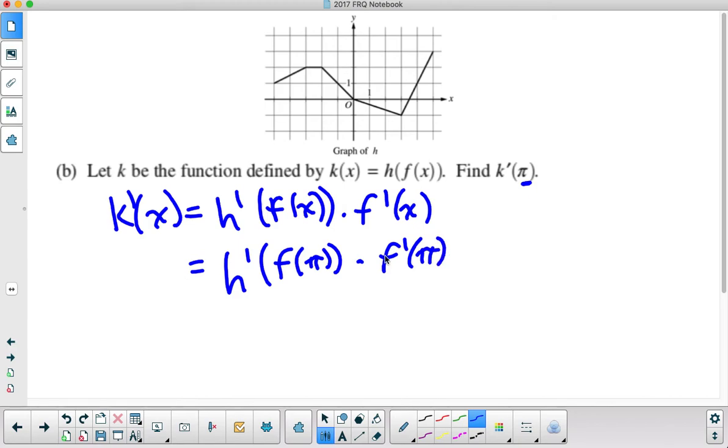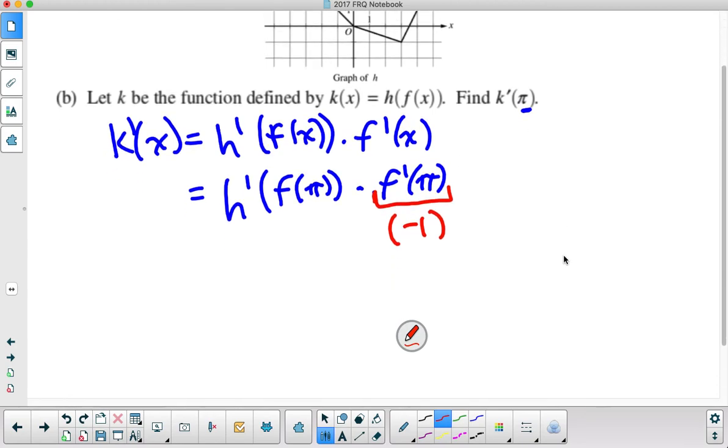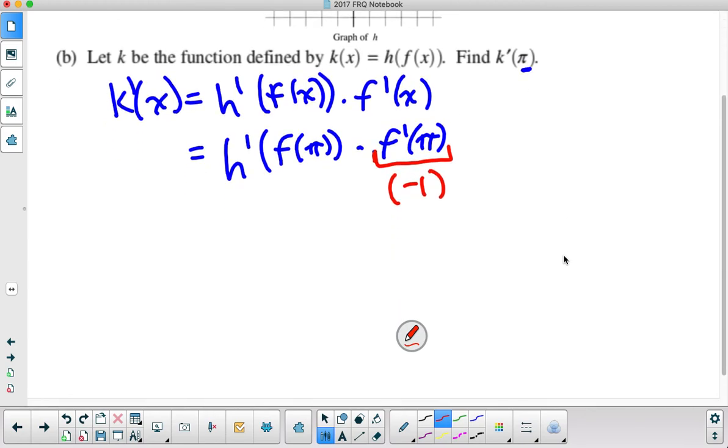So this is what I said right here. F prime of pi, we already know this answer. We just did all that work in part A. This right here is negative 1. So I'm not even going to waste my time on that. I already know that answer is negative 1 right there. So I'm just going to do that first part, and then I'll come back to that later on and multiply it by whatever I get right here.